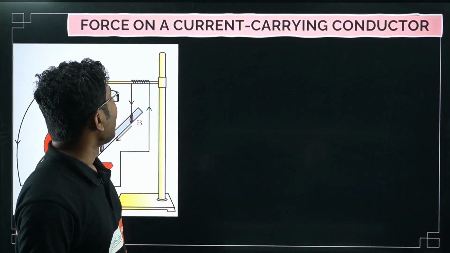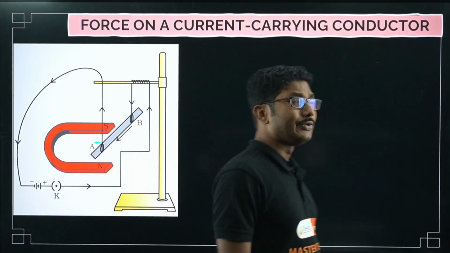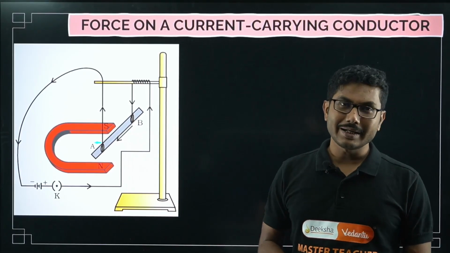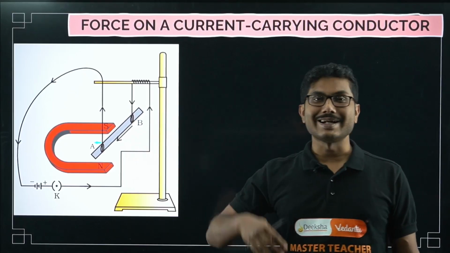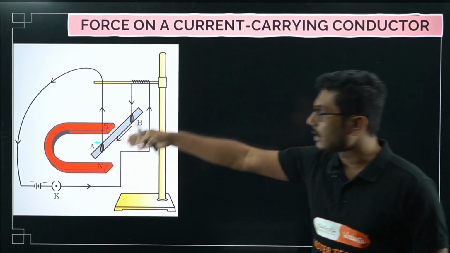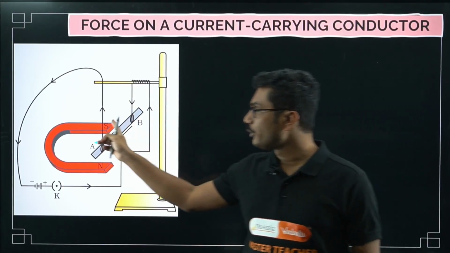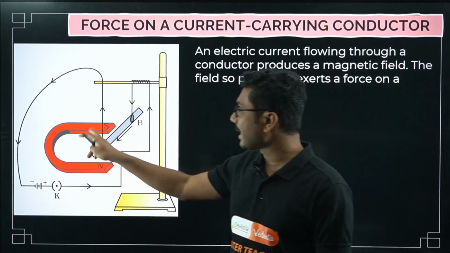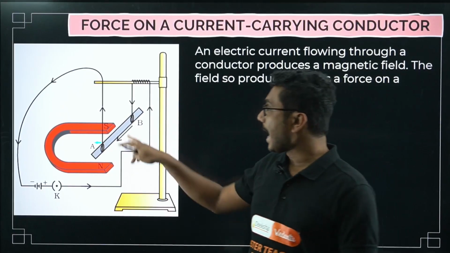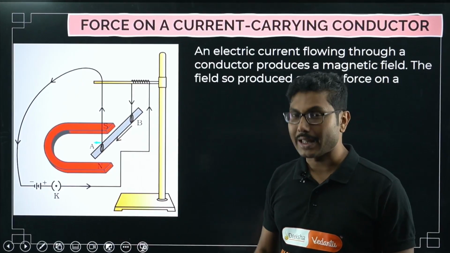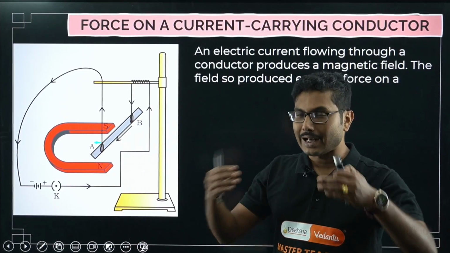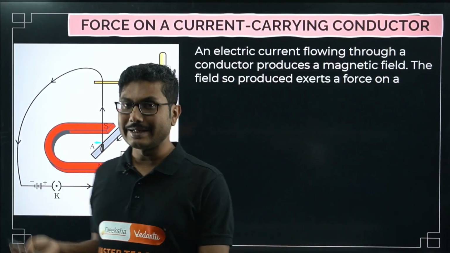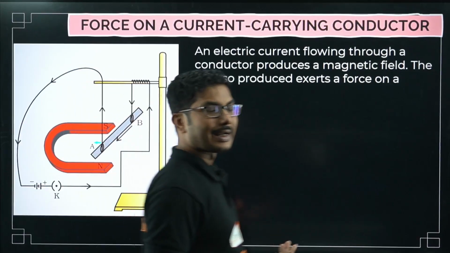Now, what else? Force on a current carrying conductor. We have seen that when current is flowing through a conductor, it behaves like a magnet. Similarly, if you put that current carrying wire under a magnetic field, with the help of a magnet, what will happen? The already existing magnetic field and the magnetic field produced by the current carrying wire will interact. We know that like poles repel, unlike poles attract. Similarly, based on the poles generated here, they will either get repelled or attracted.